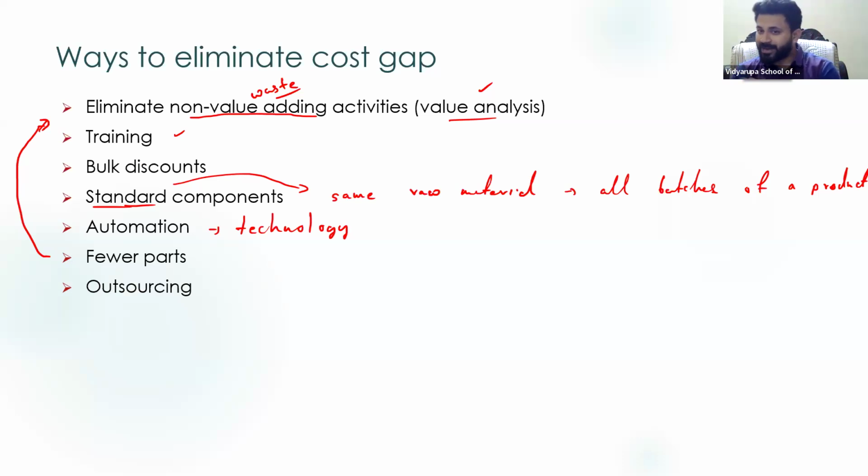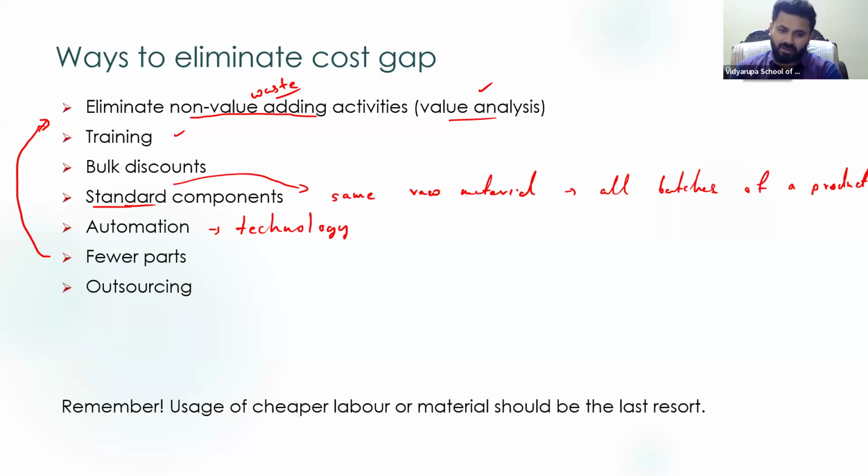And yeah, obviously, cheaper material, cheaper labor. But like I said, it should be the last resort. Using the cheaper labor or cheaper material should be our last resort. That is in the MCQs, when they have given options and ask you to pick an option to eliminate the cost gap. If none of the other options are right, then only we'll choose cheaper material or cheaper labor. Otherwise, we'll not choose that.